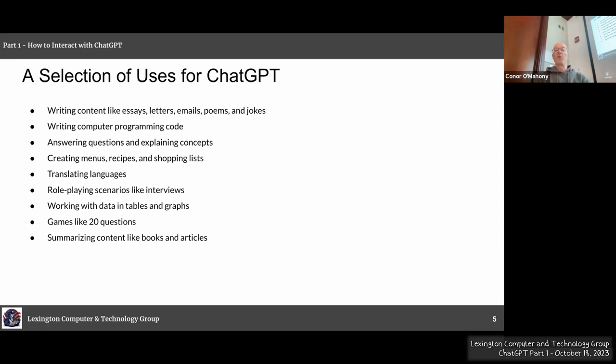ChatGPT is also good for role-playing scenarios like interviews, working with data in tables and graphs. This is one that's being used quite a lot in the corporate world right now. It's good for some games. Can you get into some examples of that one? Yeah, we will. We're going to do that very quickly. And it's also good for summarizing content like books and articles.